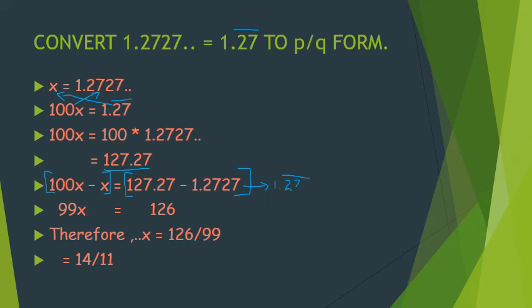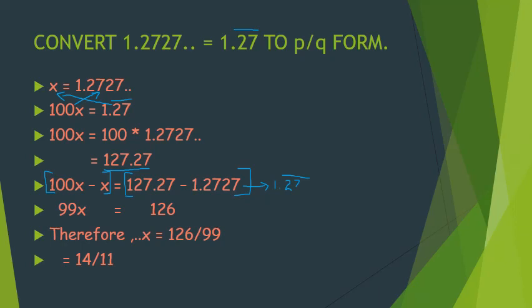Now we have a new equation, that is 99x equals 126. So again I bring down the x and send 126 to the right hand side, and send 99 to the left hand side, my equation will be x equals 126 divided by 99. If I convert it into its simplest form, I get 14 divided by 11. This value, 14 divided by 11, is also the value for 1.2727 dot dot, nothing but 1.27 bar.